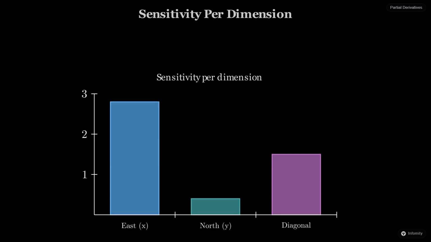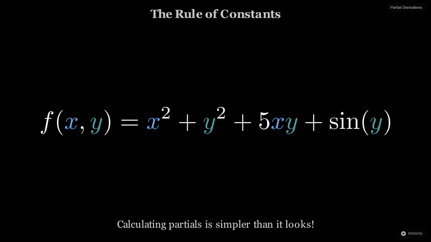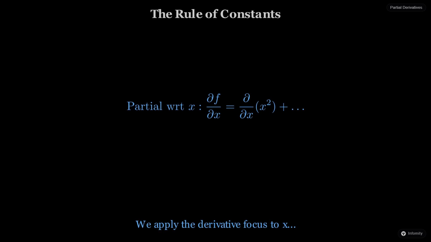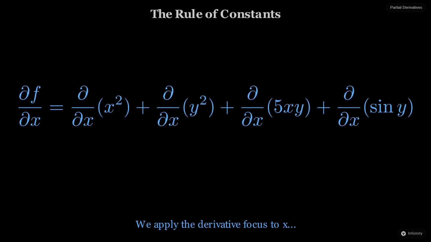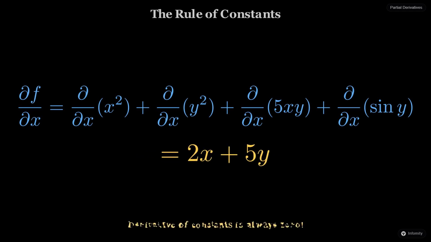When you actually calculate a partial derivative, the most important rule is to be ruthless with constants. If you are differentiating with respect to x, every term that only contains y is treated like a static rock. It doesn't change as you move east, so its rate of change is 0. This simplifies even the most complex-looking equations into basic single-variable problems that you already know how to solve from your first calculus lessons.